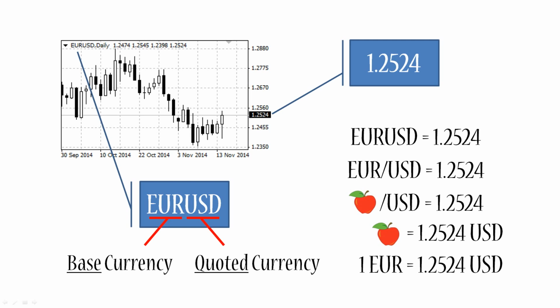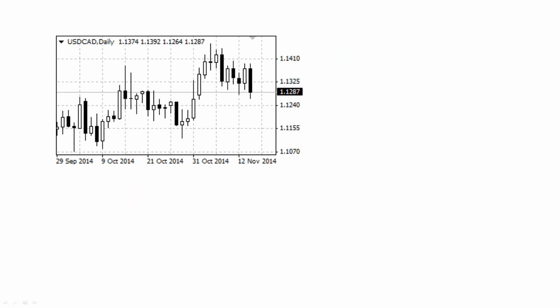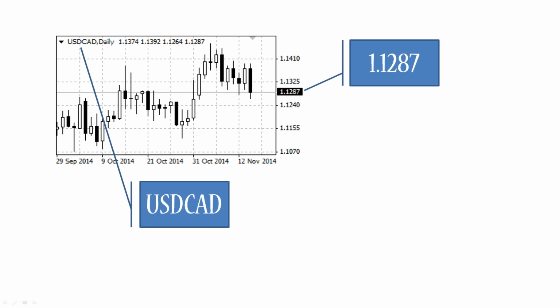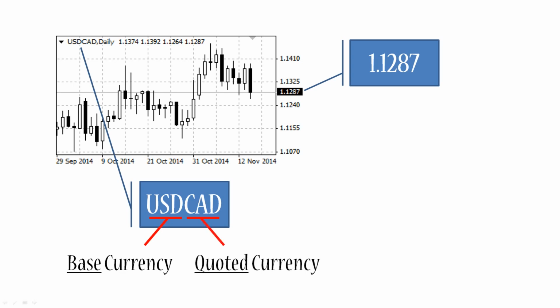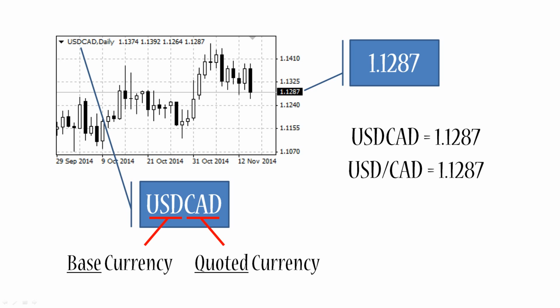Now let's look at another example. Let's take US dollar, Canadian dollar for instance. And this example will be a bit more tricky because the US dollar is on the left. Now, as you can see, the US dollar is the base currency in this example, and the Canadian dollar is the quoted currency. How do we read this chart? Very similar approach. US dollar Canadian equals 1.1287. It's the same as putting a slash in between the currencies, and now we can replace the US dollar with apples.